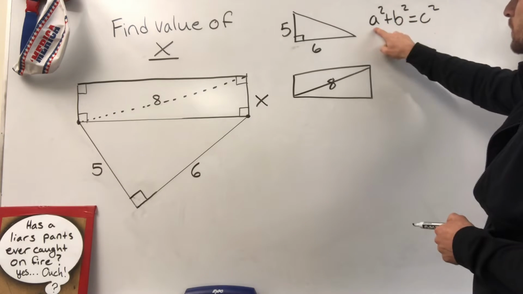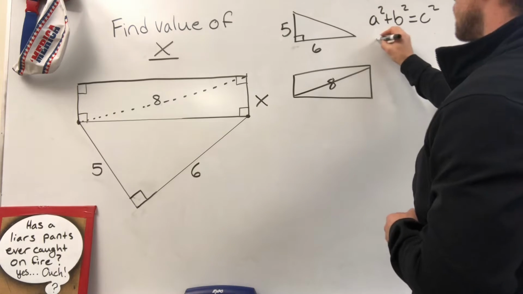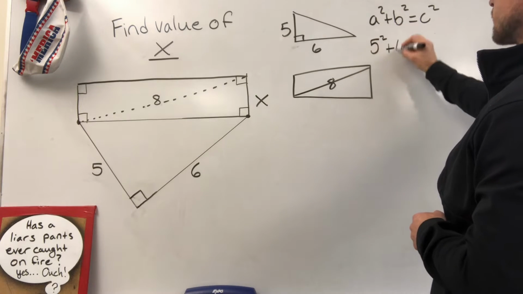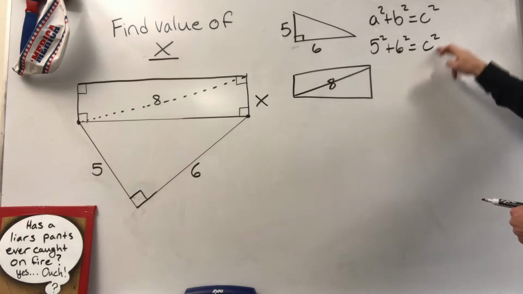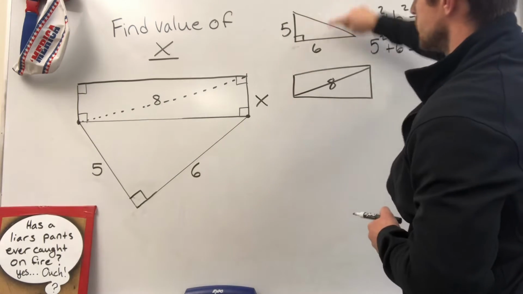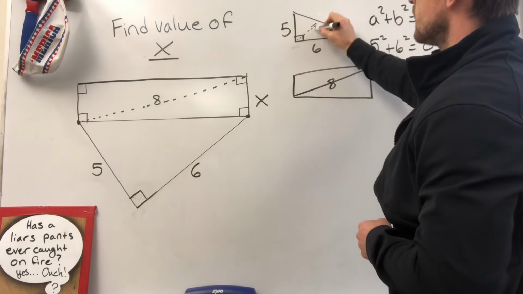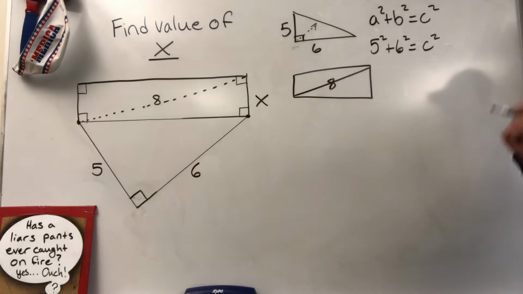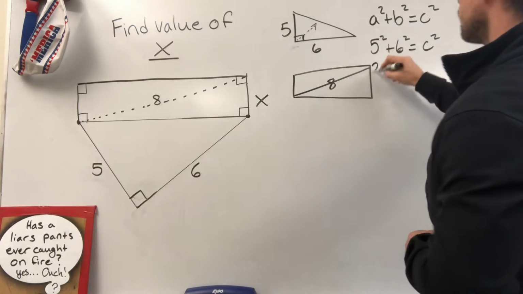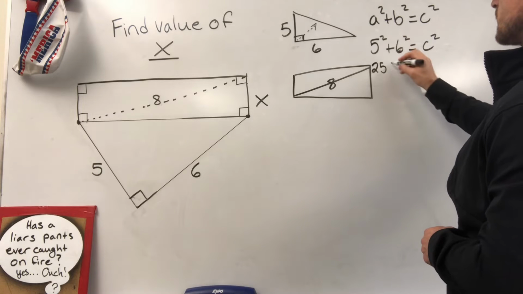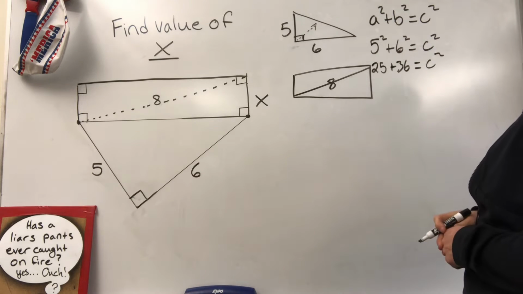So what we're going to do is put a 5 here, a 6 there, and work this down. So I'm going to say 5 squared plus 6 squared equals c squared. We don't know this being the c. Remember, the hypotenuse is opposite of the right angle, and it is also the longest side of a right triangle every single time. 5 squared makes 25, 6 squared makes 36, and we still don't know what c is.